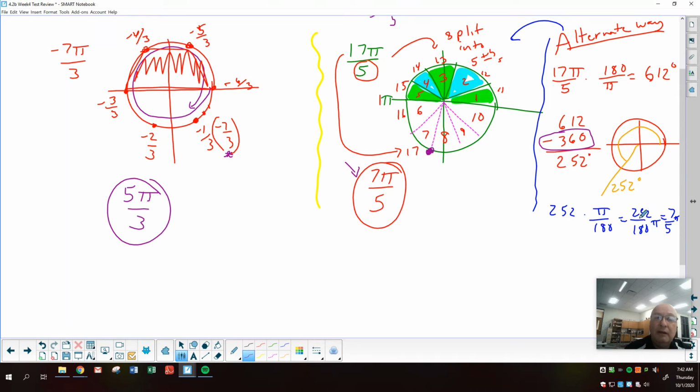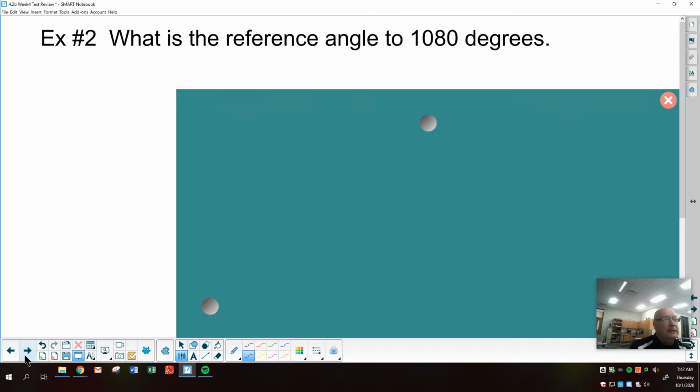Go to my calculator, do 252 divided by 180, second PRB, second ABC if you have a TI-30, and that'll end up with 7 fifths. So hopefully that's enough. That's a little bit of calculator and fractional work. This next one's much easier.